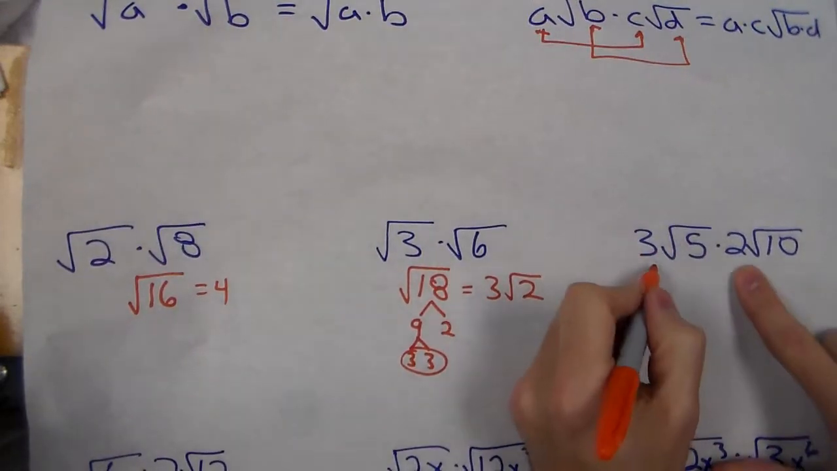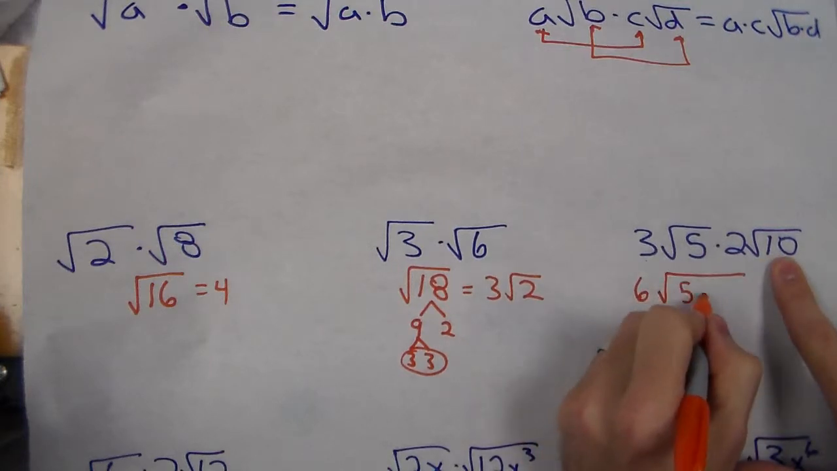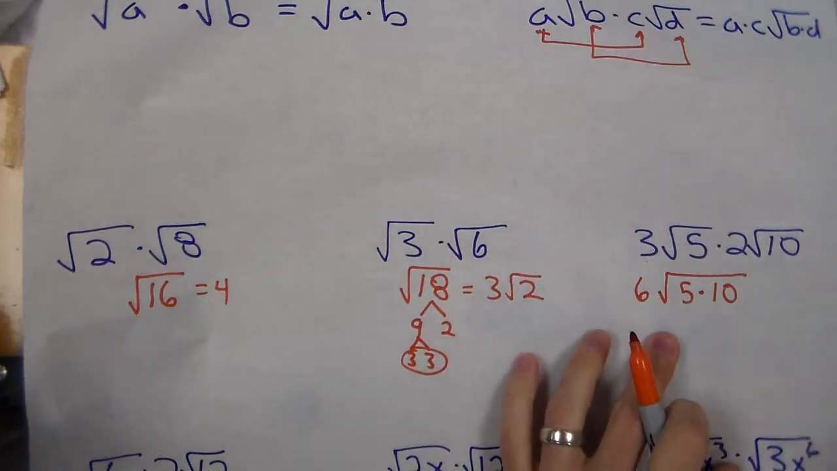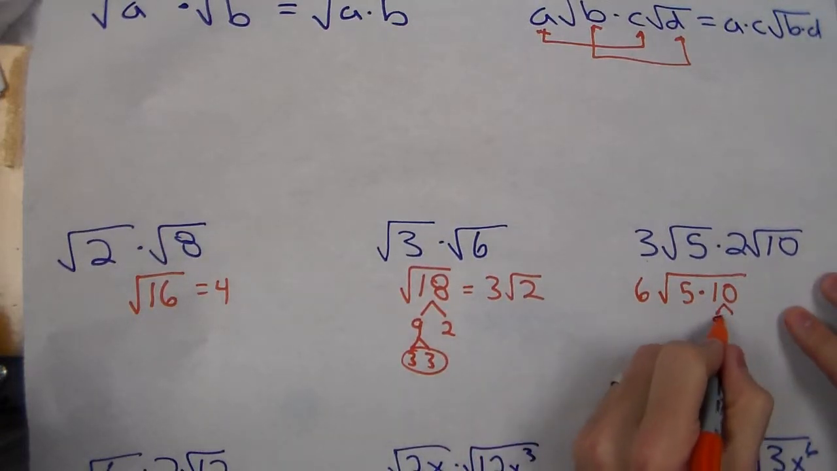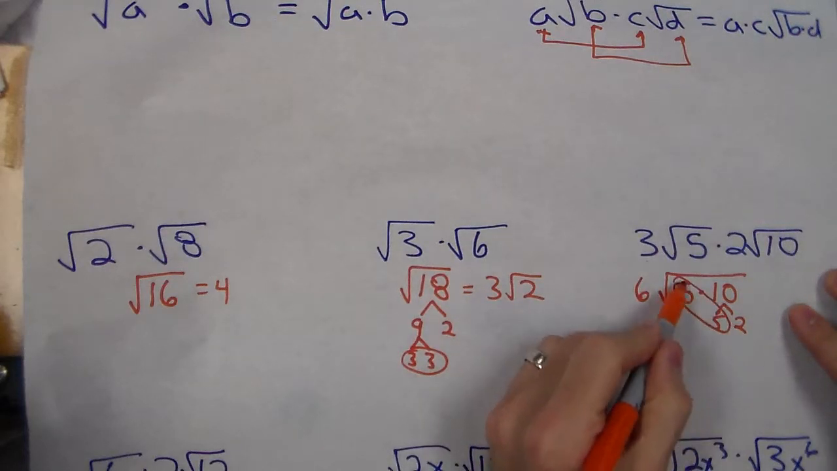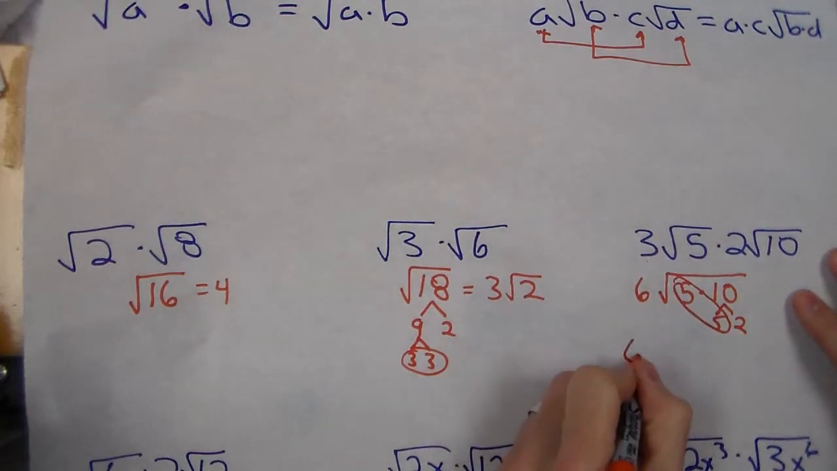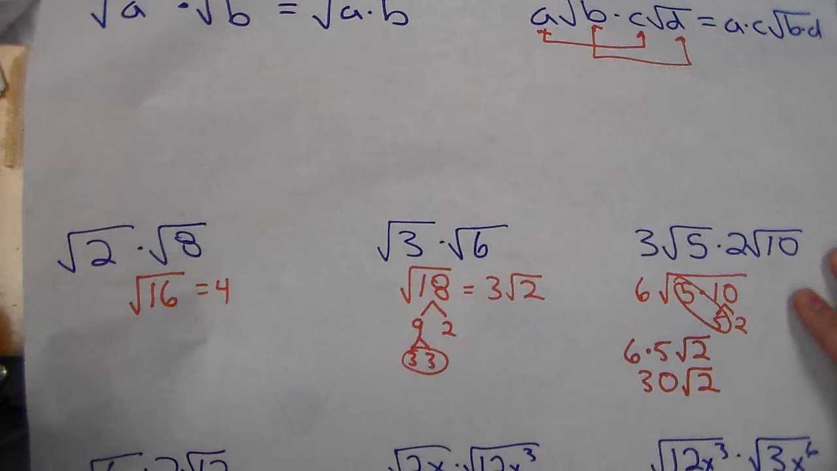For the next one, I'm going to multiply the outside two values. I get 6, and on the inside it's 5 times 10. But before I multiply those together, I've kind of already started factoring it, because 10 is 5 times 2, which actually gets me a set of 5's there. That comes out, leaving the 2 inside, and our answer is 30 root 2.